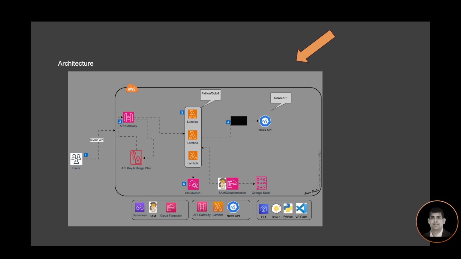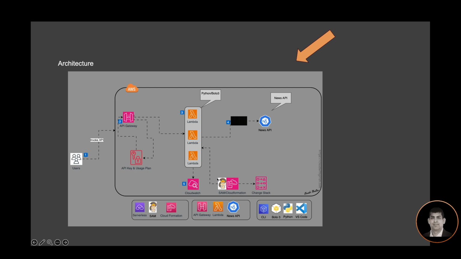So here is our architecture diagram. We have a user or a consuming app that will invoke the REST API. API is hosted using the API Gateway. I'm using the API key and usage plan to make it a secure API. That means that consumer has to have the API key in order to use the API. The API is integrated with the Lambda function, and Lambda function is integrated with CloudWatch for the logging purpose.